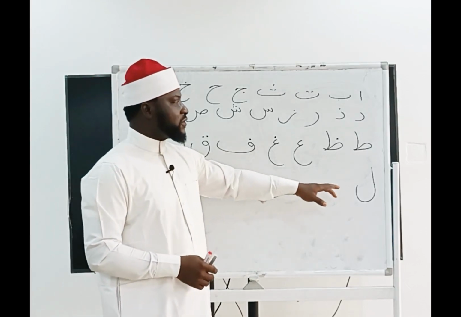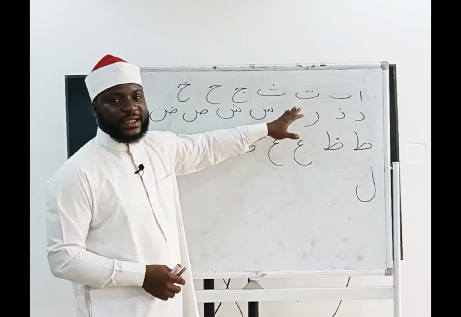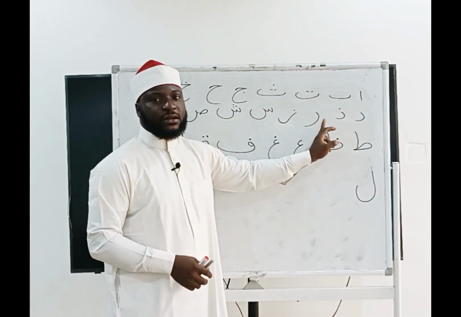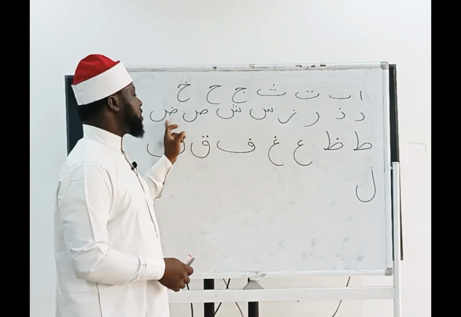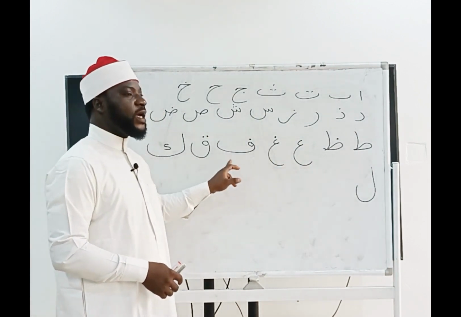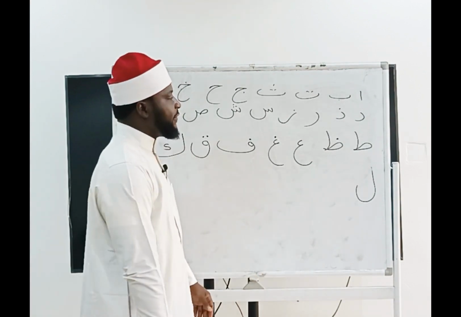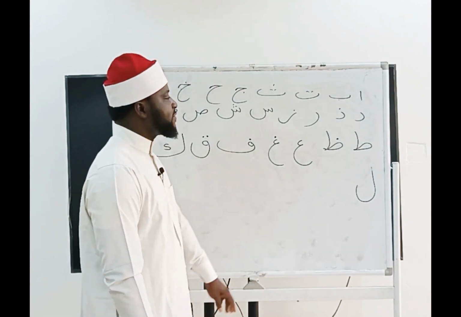Alhamdulillah, we have been able to identify the letters from alif, ba, ta, tha, jim, ha, kha, dal, zal, ra, za, sin, shin, sad, da, ta, za, ain, ghain, fa, qaf, kaf, lam. So before we continue the letters, we have to do something here. Follow me. This is very simple and it's fun.